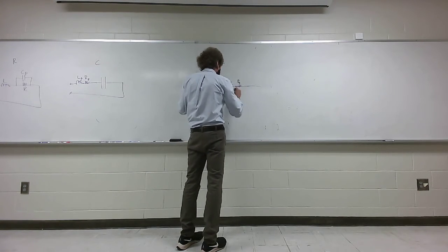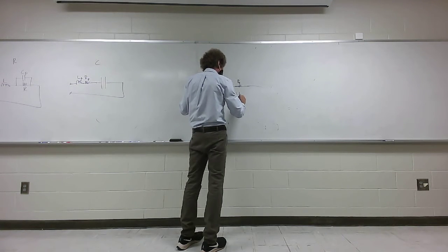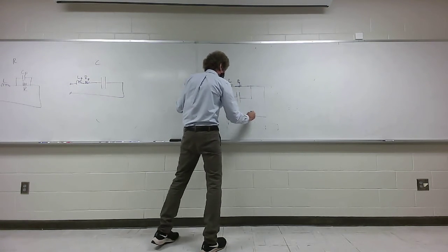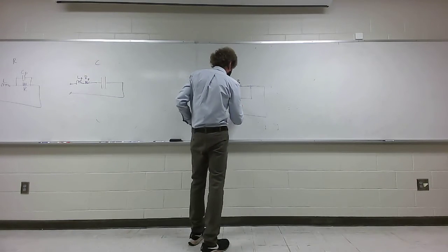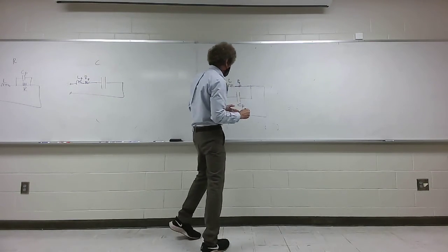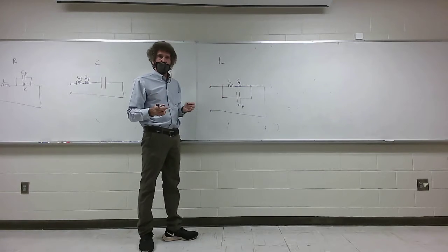Then across both of these, you're going to have a capacitance, like so. And here, that's a parasitic capacitance. Anything that's unwanted, I put a sub P on.